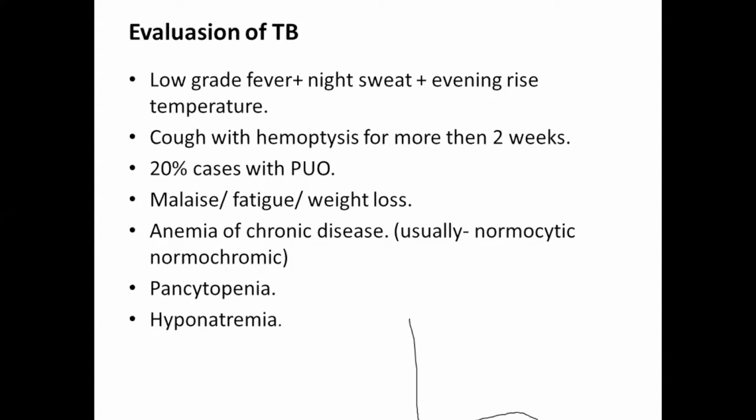Anemia of chronic disease, usually normocytic normochromic. In some miliary cases, it can be hypochromic microcytic. In pancytopenia and hyponatremia, it can be tuberculosis.